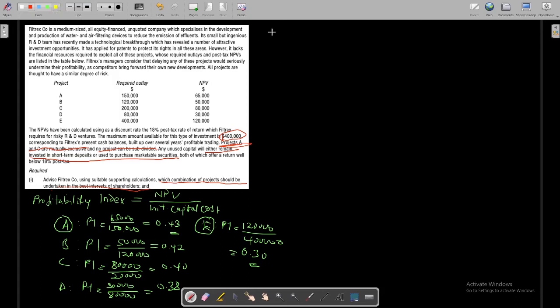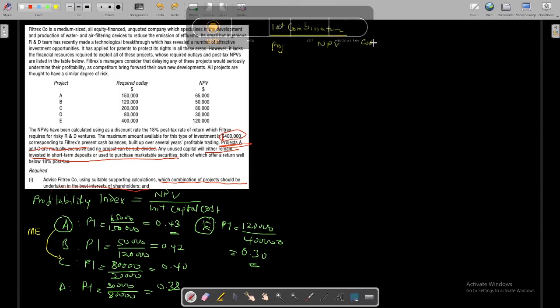So the first combination. Now we need to take into account the mutual exclusivity and the non-divisibility of projects. You realize that project A and C are mutually exclusive, and all the projects are non-divisible. So the selection of A precludes the selection of C, and the selection of C precludes the selection of A. Okay, so the first combination, the best of all the projects, is project A. So let's look at the NPV and the costs, or let's look at the outlays.